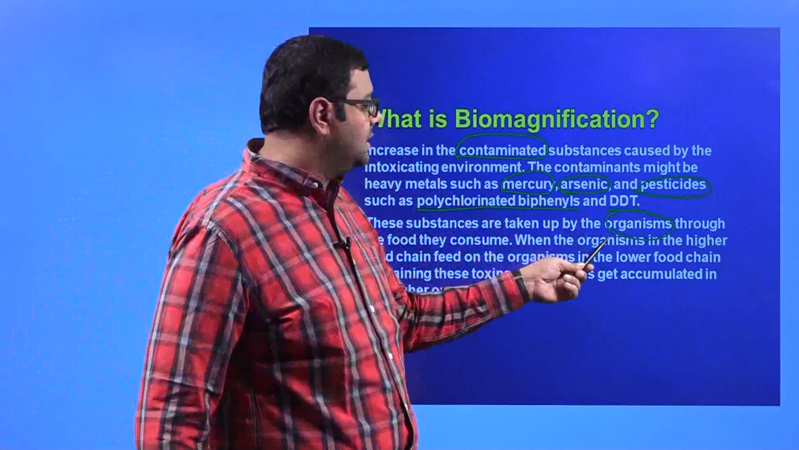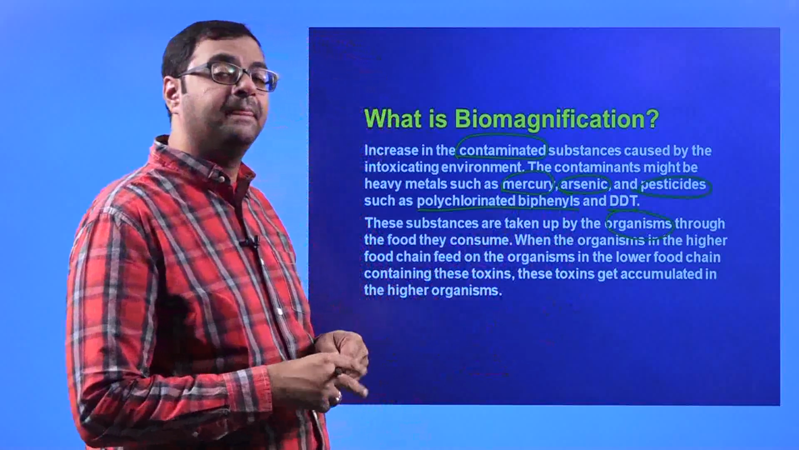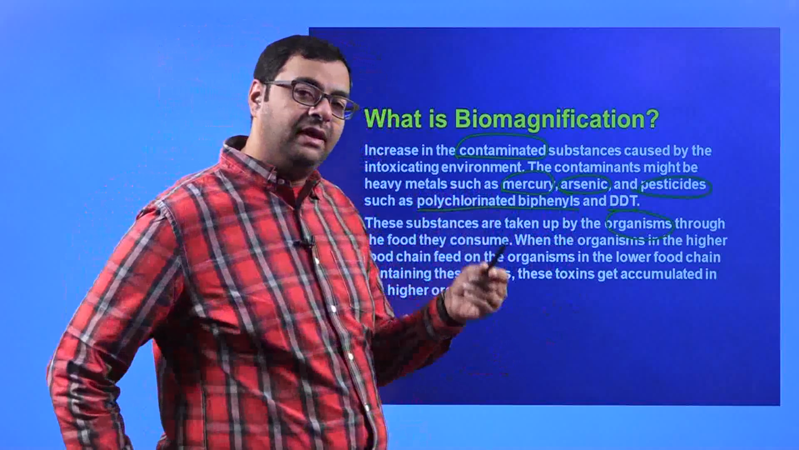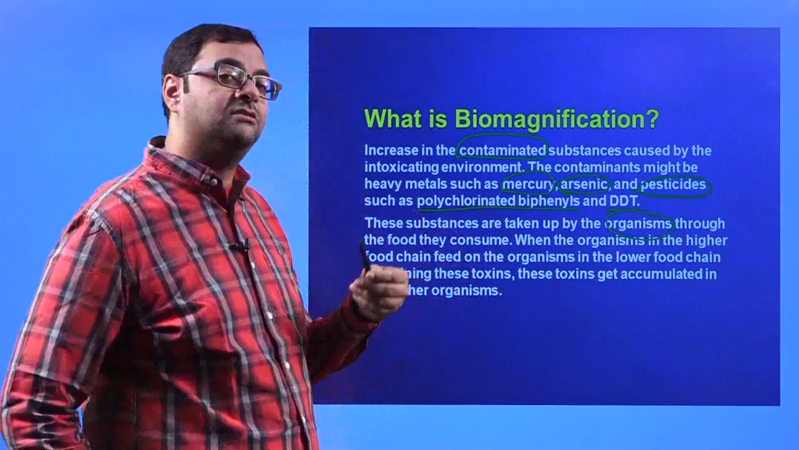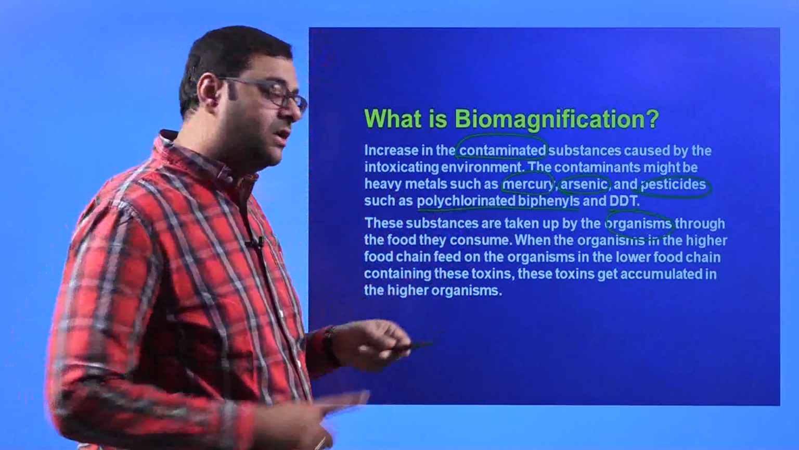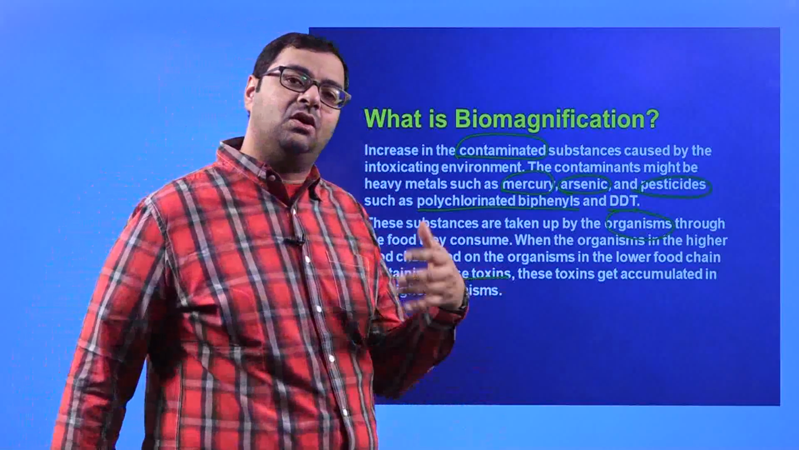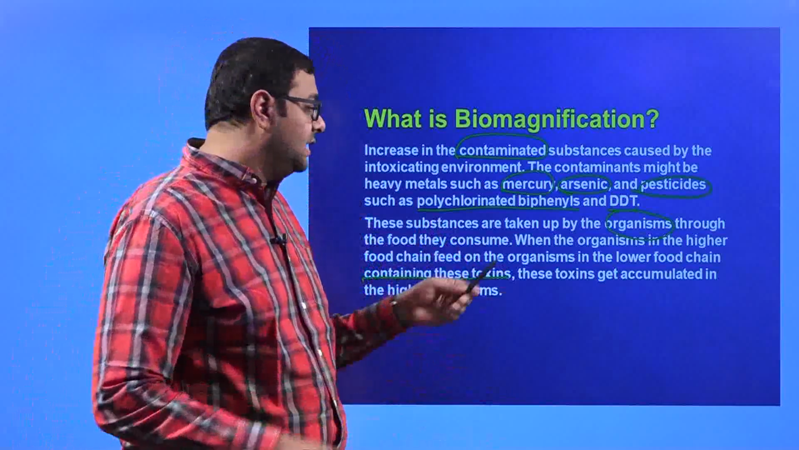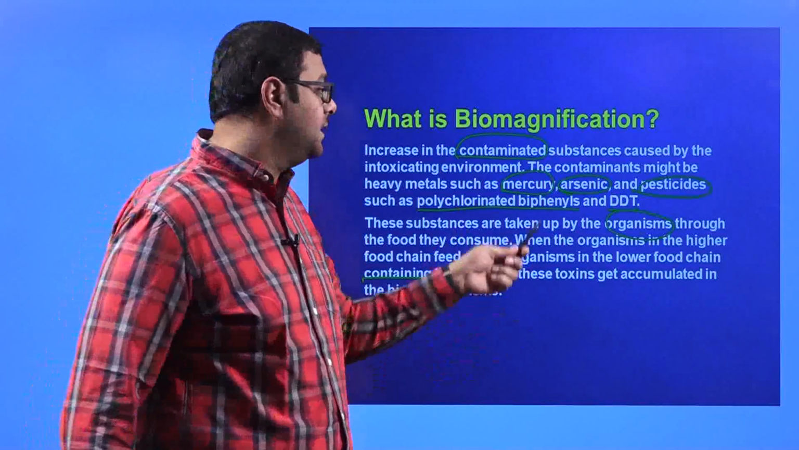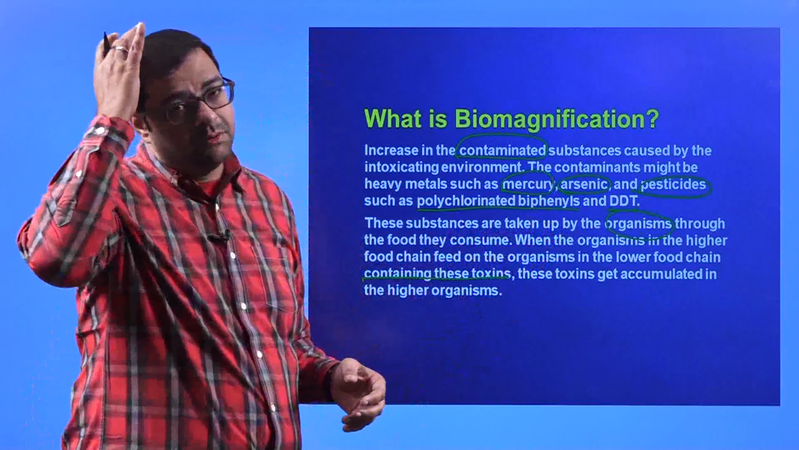When an organism higher in the food chain feeds on an organism lower in the food chain, the higher one is basically the top predator. So what is happening? The lower organism is already containing these toxins, and these toxins get accumulated in higher concentration in the higher organism of the food chain. So that is basically what biomagnification is.